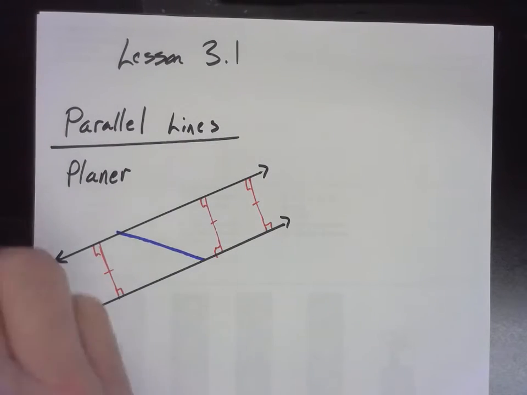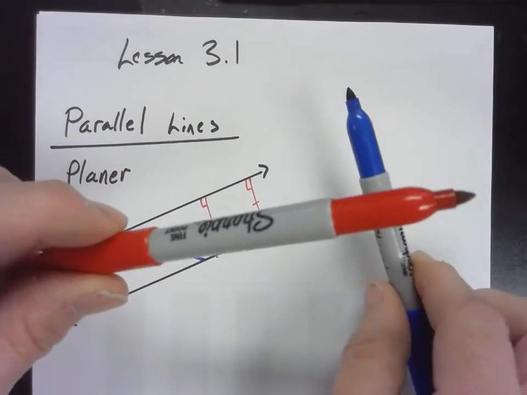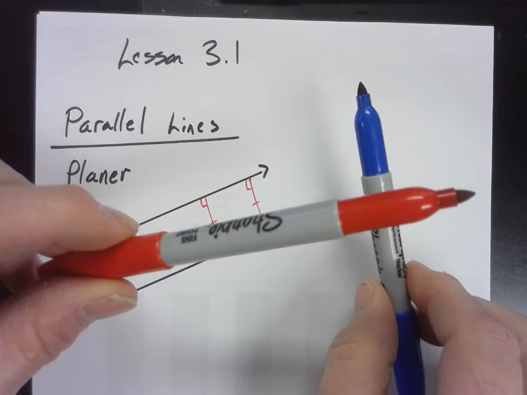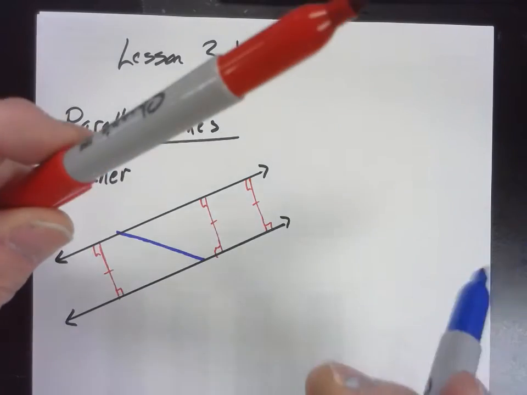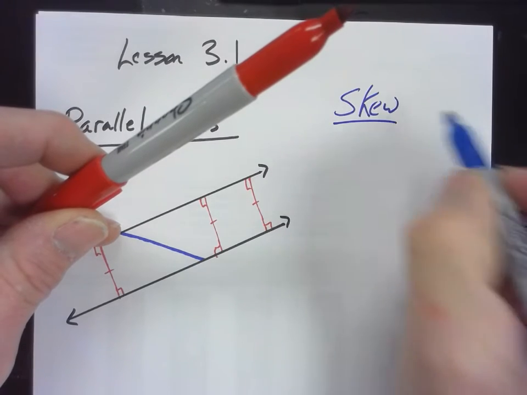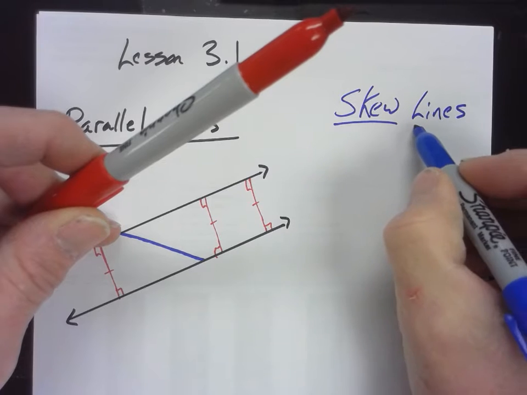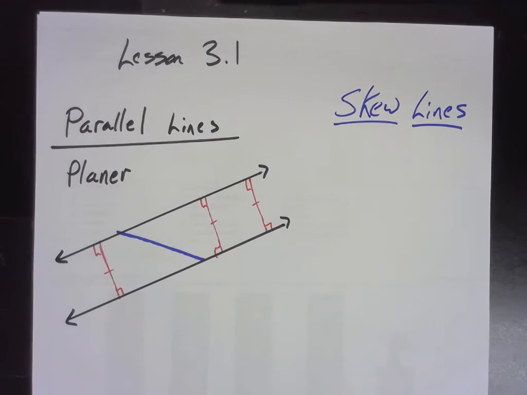These other two, remember these guys? These are not planar, are they? Now they don't intersect, so we call them skew lines. I don't know if you've heard of those before. Skew lines are two lines that do not intersect, but they are not in the same plane, so they're not parallel.